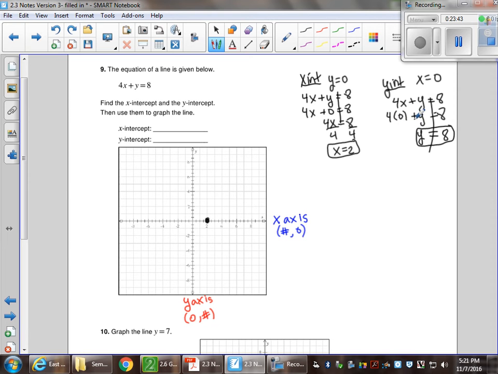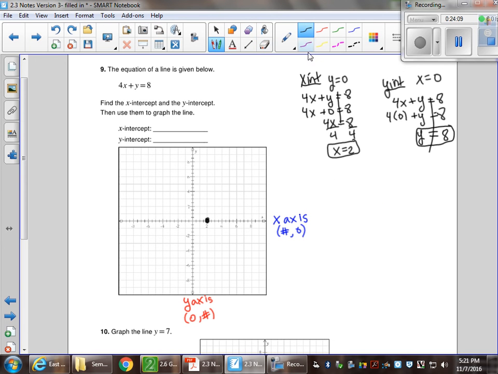Okay, quick side note, guys. If it was 4 times 0 minus y, so in other words, if I had negative y equals 8, would I be done? Hopefully you just said no in big capital letters. You would need to divide both sides by -1 to get y equals -8. You might come across that in your assignment, so I just wanted to mention it. But we don't have that on ours.